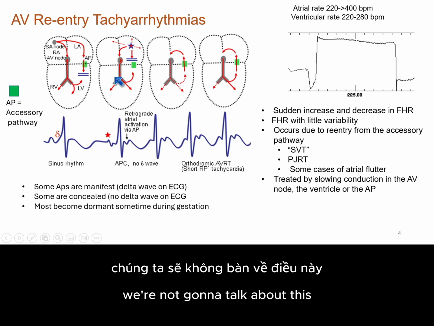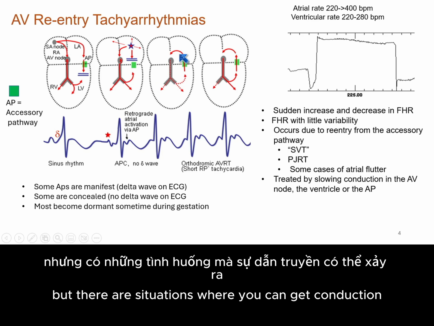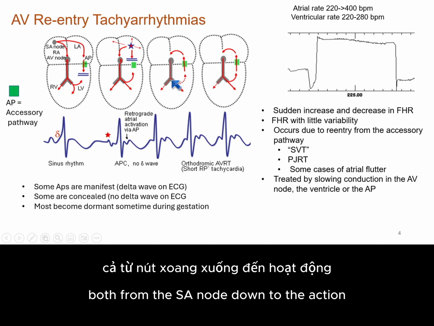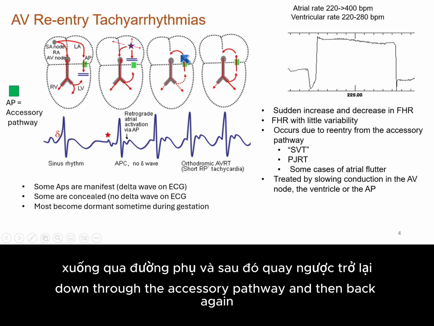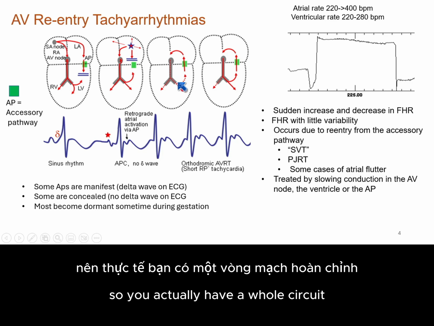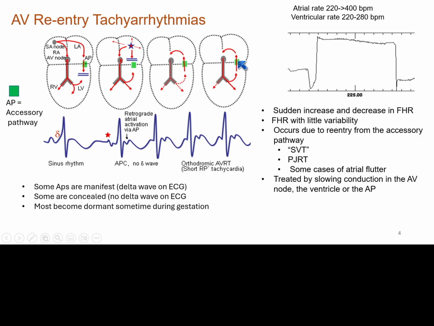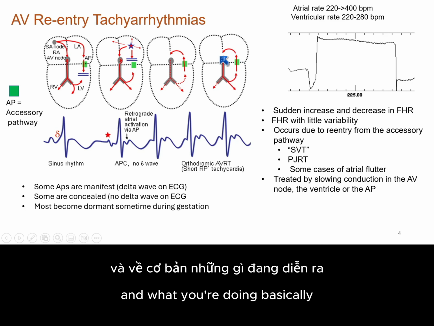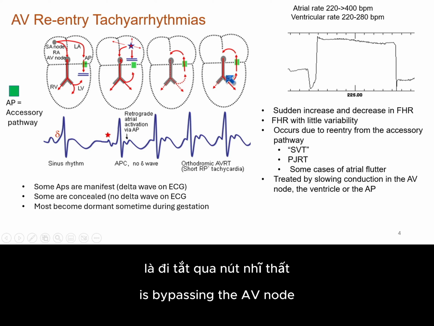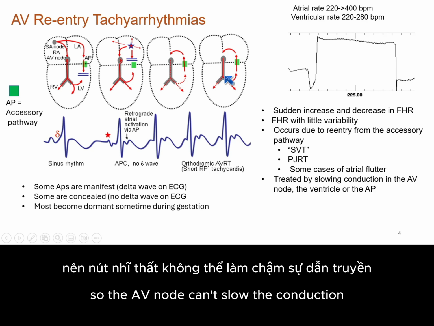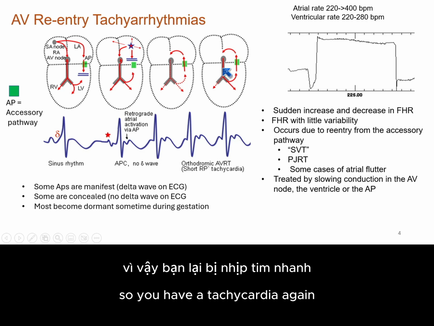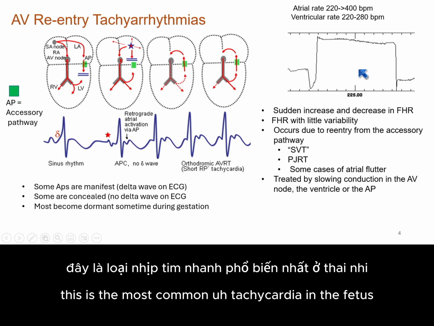We're not going to talk about this because that's not really important, but there are situations where you can get conduction both from the SA node down through the accessory pathway and then back again. So you actually have a whole circuit through this accessory connection, and what you're doing basically is bypassing the AV node, so the AV node can't slow the conduction, so you have a tachycardia. Again, this is the most common tachycardia in the fetus.